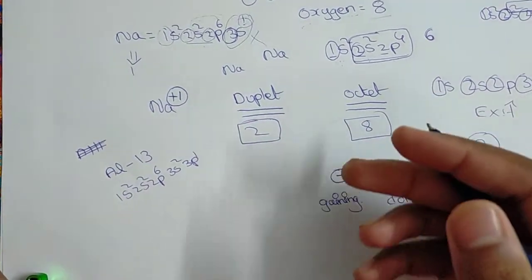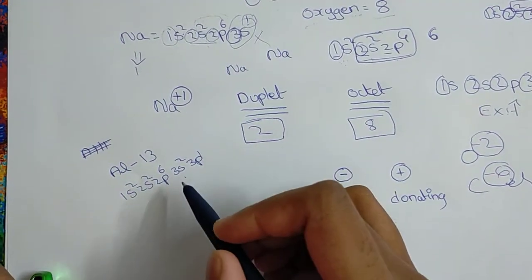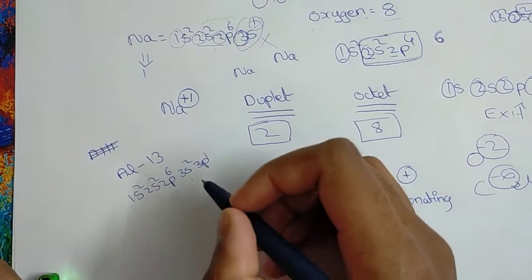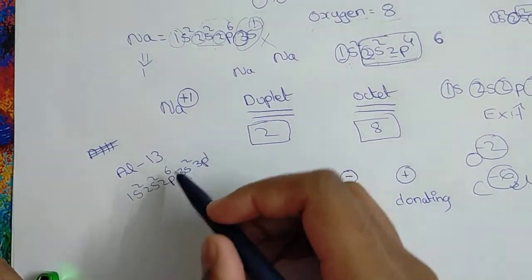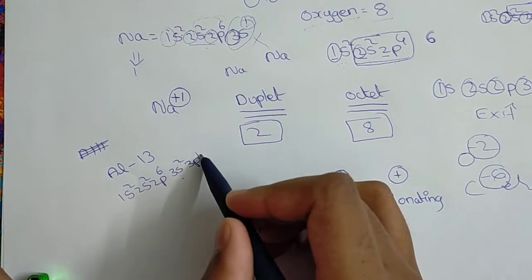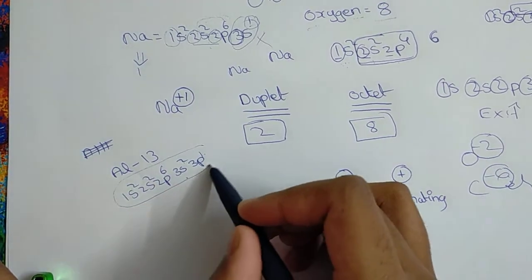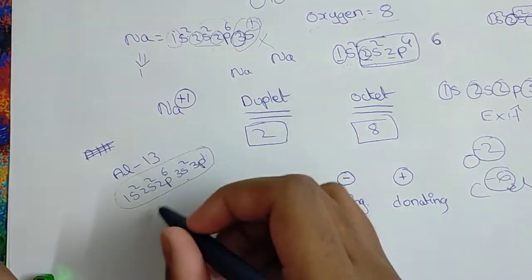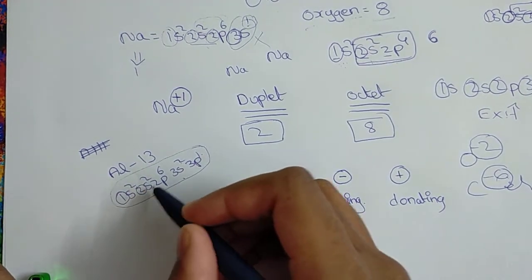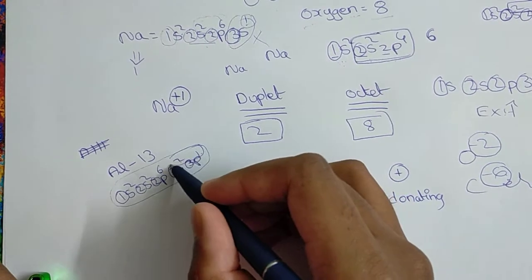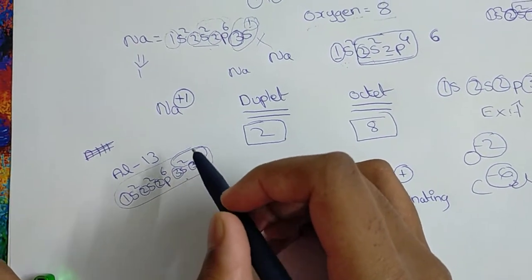Guys, if you have doubt regarding the filling of electrons and regarding these orbitals, please watch my past video which I have done. Okay, 2, 4, 6, 8, 10, 12, 13 electrons are accommodated in these shells. Now let's see the last shell. This is the first shell, second shell, third shell. There are 3 electrons, which are known as the valency electrons, present in the last shell.